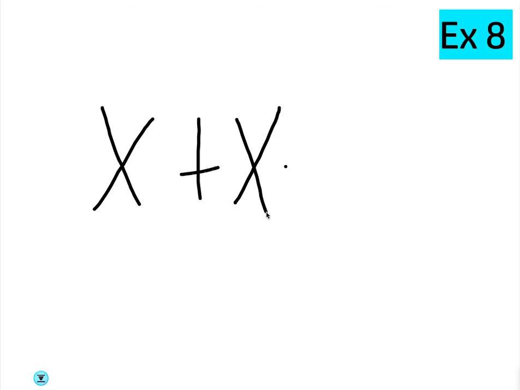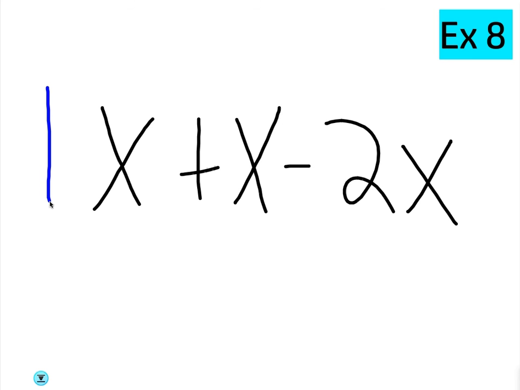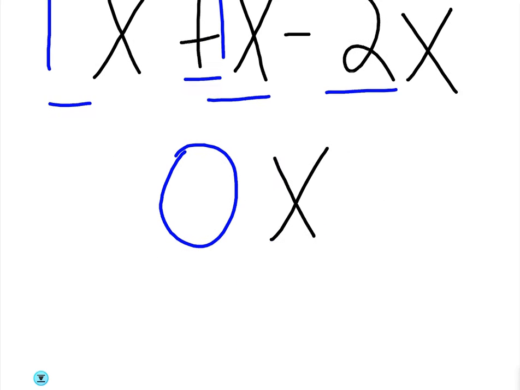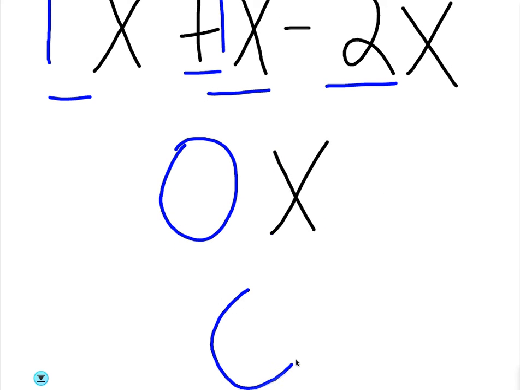Okay, let's do this one. Let's do x plus x minus 2x. This will be the last example. Well, what's the coefficient of the first two x's? Yeah, I see what you're saying when you add them. What's the coefficient of this? 1. Okay. So we got 1 plus 1 minus 2, which is what? 0. And 0 times anything is 0. So that's the final answer for that.